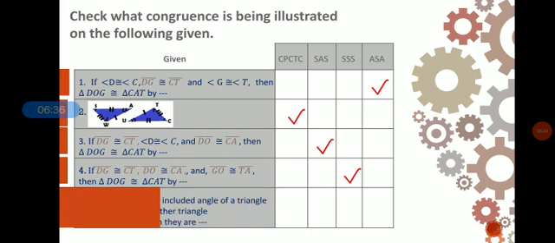How about number 5? Ang binigay lang ay definitions. If two sides and an included angle of a triangle are congruent to another triangle correspondingly, then they are, okay, SAS, kasi meron tayong included angle.